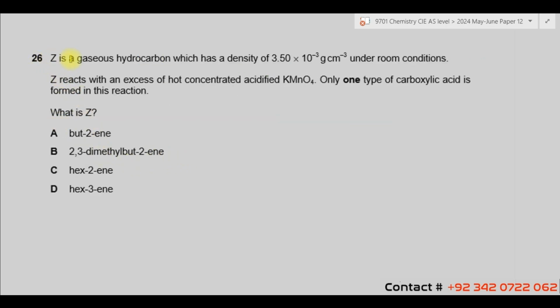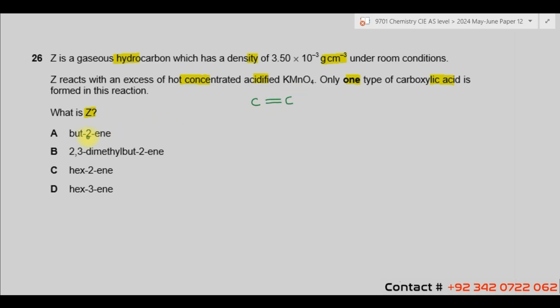Question 26. Z is a gaseous hydrocarbon which has a density of 3.50 × 10^-3 grams per centimeter cube under room conditions. Z reacts with excess of hot concentrated acidified KMnO4. Only one type of carboxylic acid is formed in the reaction. What is Z? So concentrated acidified KMnO4 does bond cleavage where the C=C double bond is actually broken into different types of products.